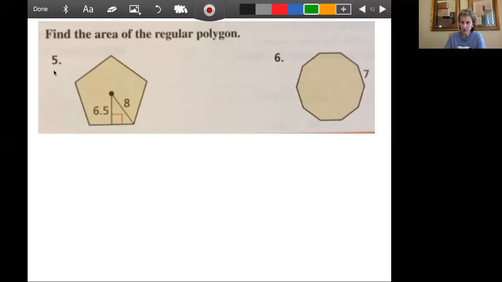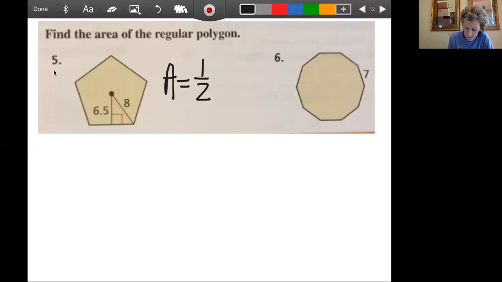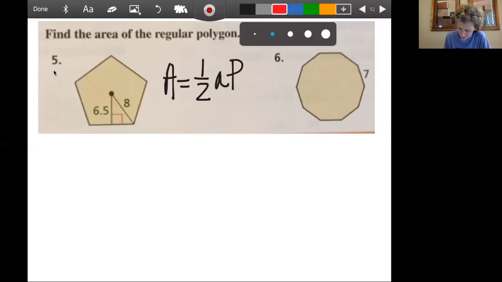All right, so now looking at number 6, wow, that really doesn't look like we have enough information, does it? But we do. Remember, the area formula for a regular polygon is going to be 1/2 times that apothem times perimeter. Looking at this shape, first of all, what shape is it? 1, 2, 3, 4, 5, 6, 7, 8, 9, 10. 10-sided figure, so that is a decagon.